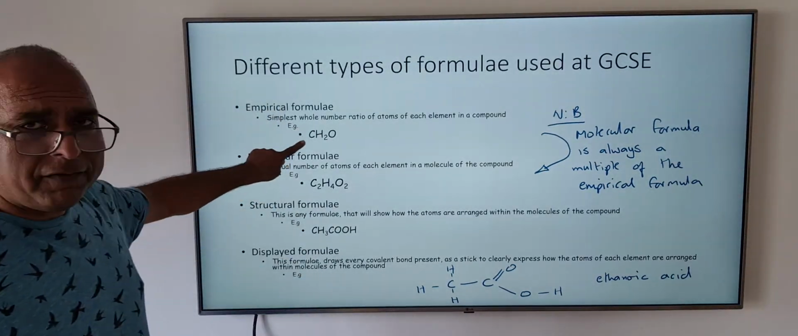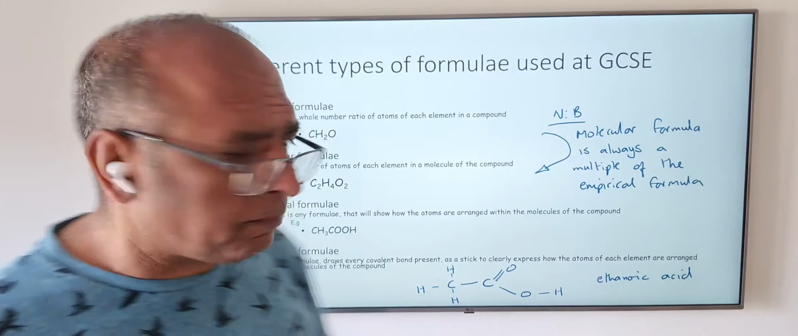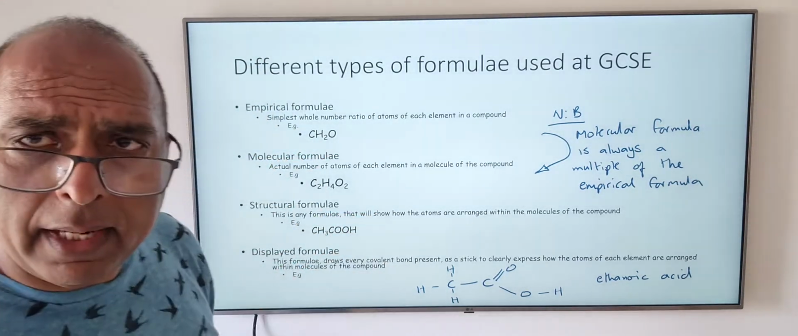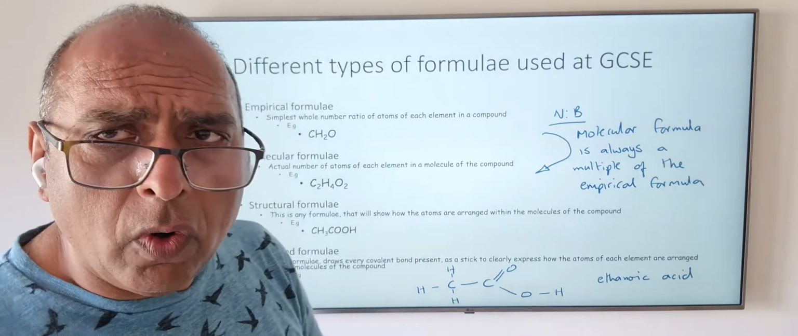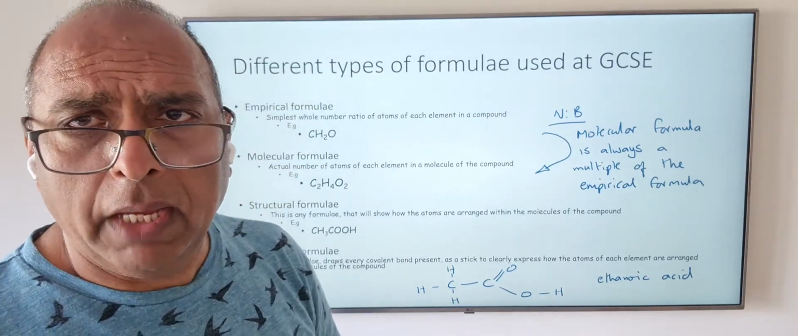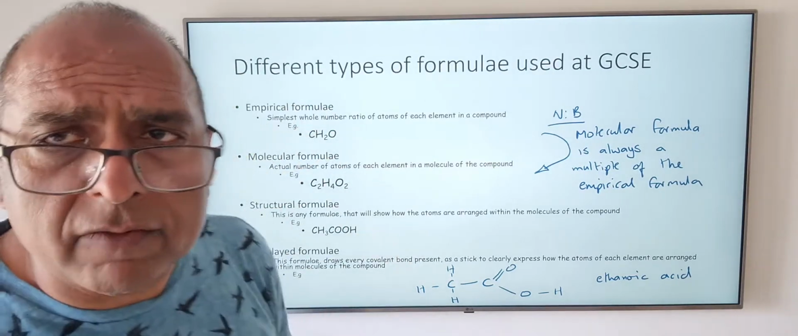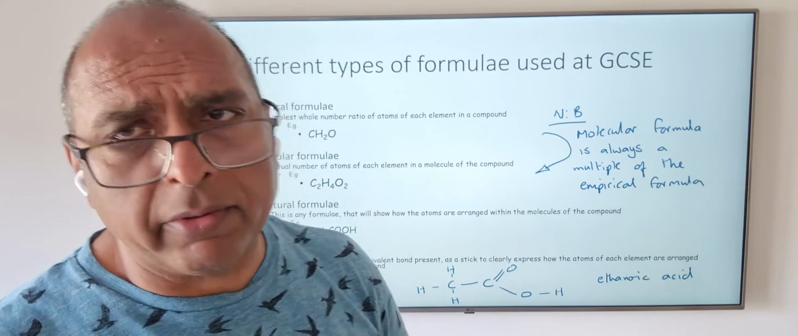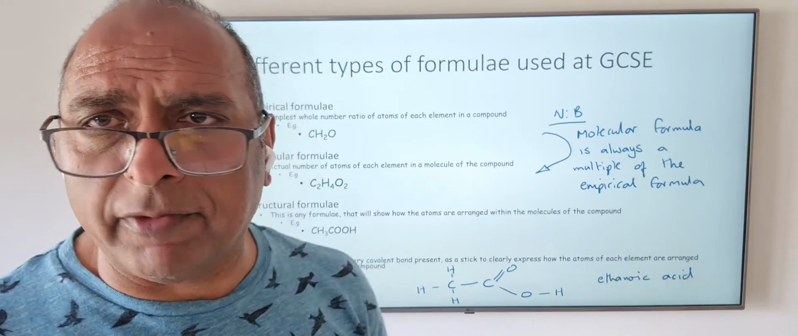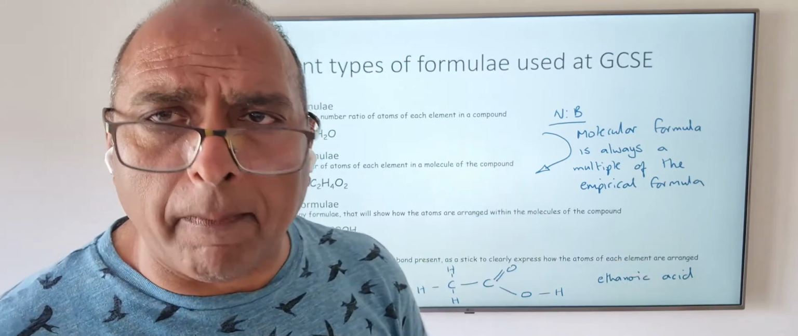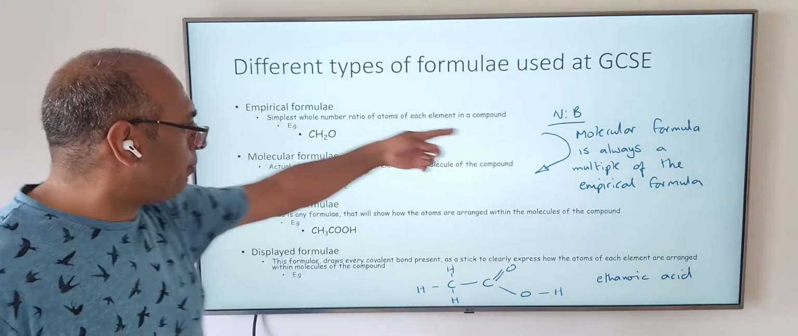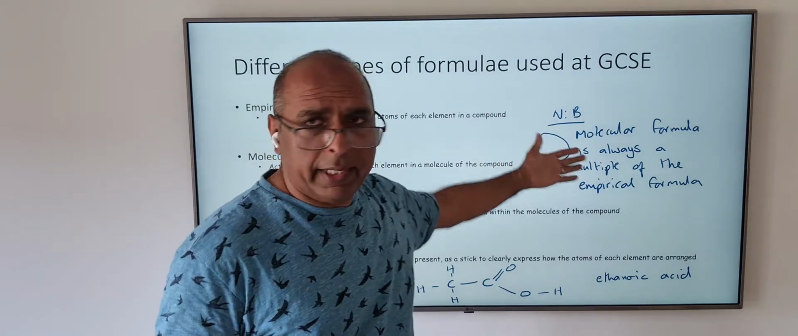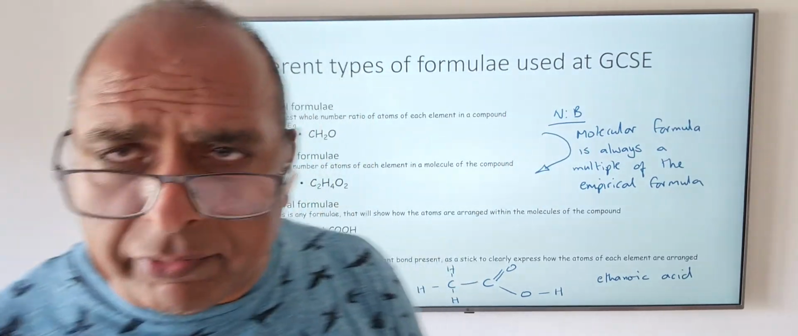And if you've got the same chemical, and that's the empirical formula, then the molecular formula must always be a multiple. It must be 1 lot of empirical formula, or 2 lots, or 3 lots, or 27 lots of empirical formula. It has to be a whole number multiple. The molecular formula is always a multiple of the empirical formula.